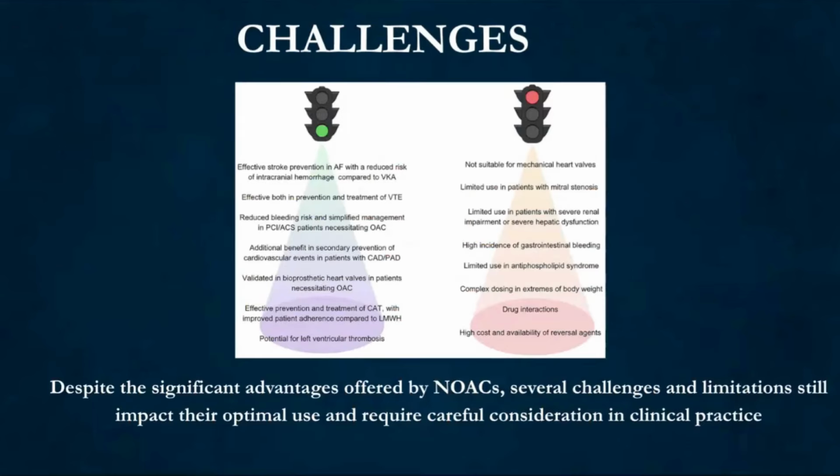So what are the challenges we face with new oral anticoagulant agents? In spite of the many advantages they come with, there are a few disadvantages. They are not suitable for mechanical heart valves, and have only limited use in patients with mitral stenosis and in patients with severe renal or hepatic dysfunction. There is a high incidence of gastrointestinal bleeding compared to warfarin, complex dosing in obesity, a few drug interactions, and overall the highest cost, and reversal agents are not commonly available.